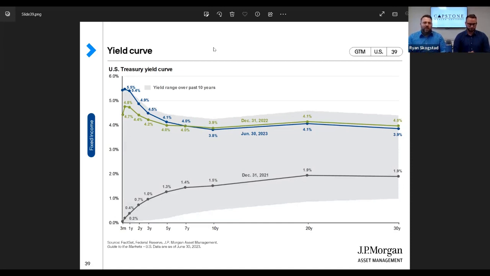Like we can see, if you look at December 31st, 2021, the longer side was higher than the shorter side. But as of the end of last year and right now, the shorter side is higher. It's inverted. And that means that investors are expecting longer term growth to not be as strong as near term growth. In other words, they're expecting a recession.